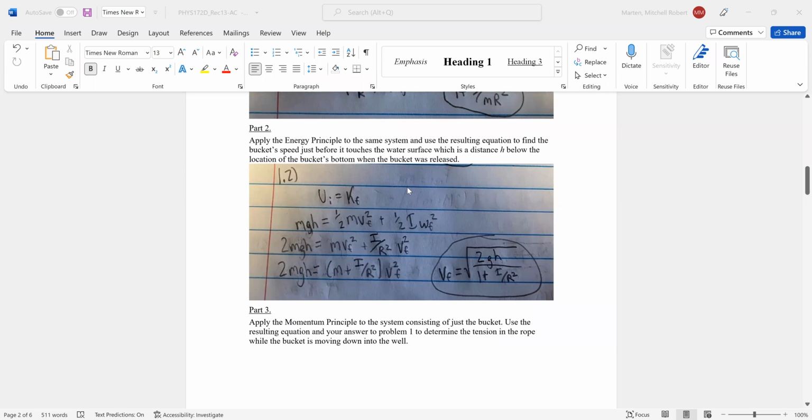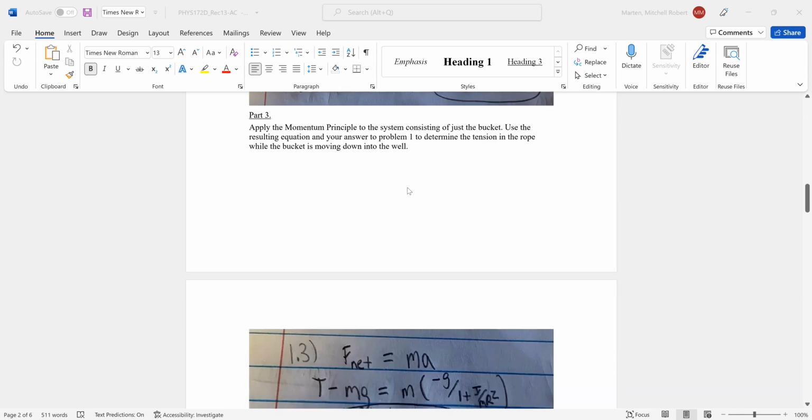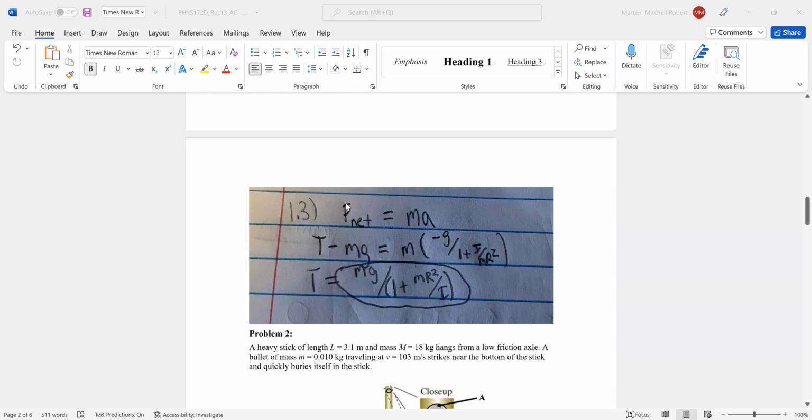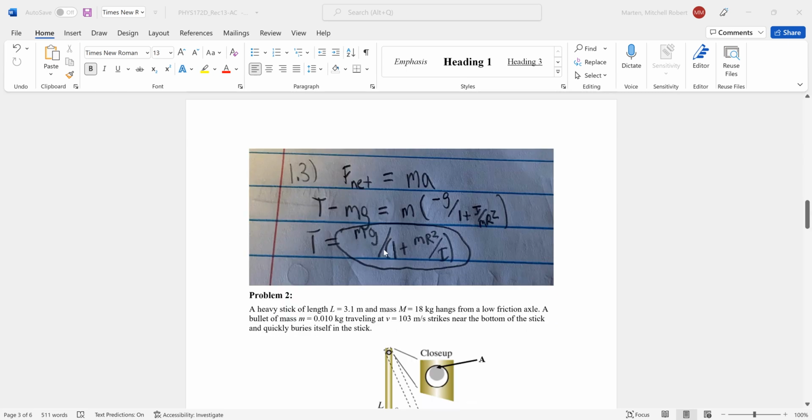Yeah. Okay. Yep. And then part three asks us to use the system from part one to determine the tension in the rope as it's moving down. So I just said that F net is equal to mass times acceleration. The net force is the tension force minus mg. So I set that equal to m times the acceleration we solved for at the top. Then if you add this mg, combine terms, you solve the tension to be equal to mg over 1 plus mr squared over I. So you guys get that?